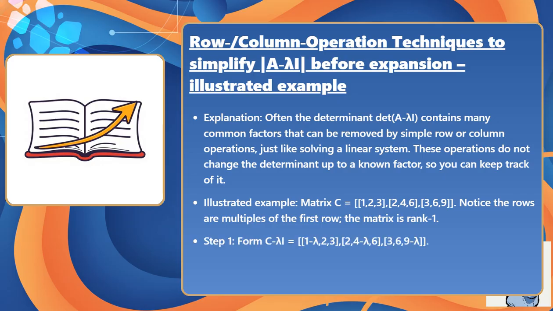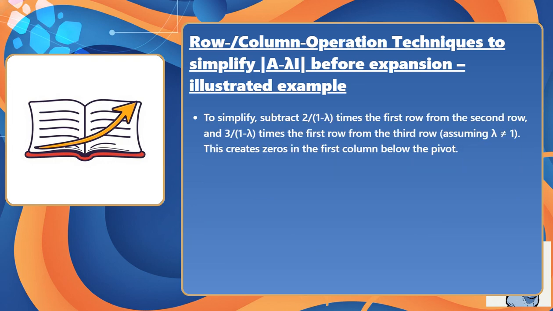Step 1. Form C minus lambda I, which is 1 minus lambda, 2, 3; 2, 4 minus lambda, 6; 3, 6, 9 minus lambda. To simplify, subtract 2 over 1 minus lambda times the first row from the second row, and 3 over 1 minus lambda times the first row from the third row, assuming lambda is not equal to 1. This creates zeros in the first column below the pivot.